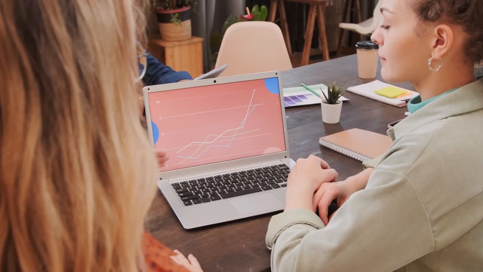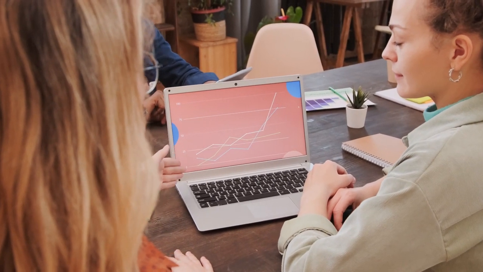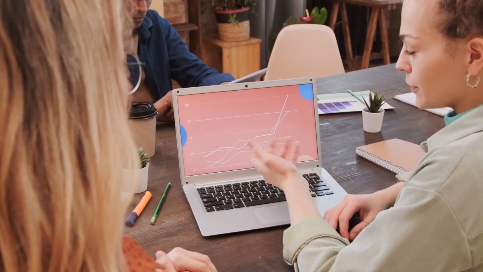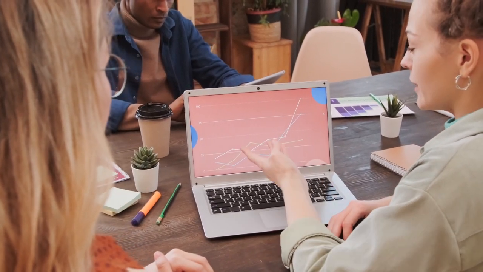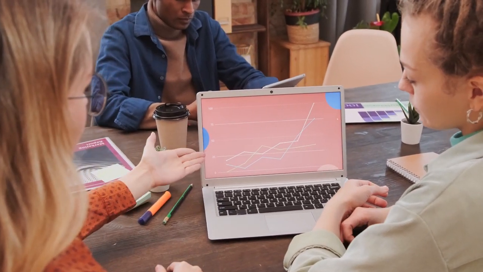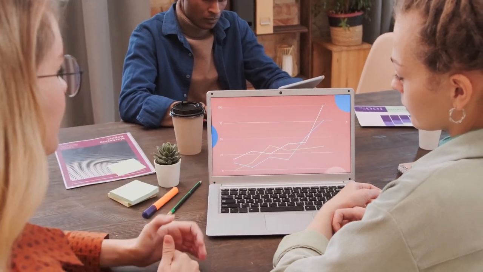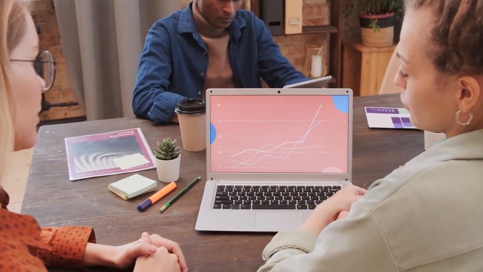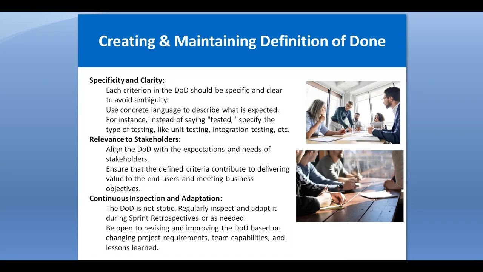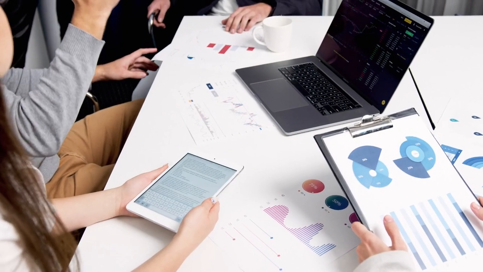Then specificity and clarity. Here remember one thing, friends: the definition of done should be clearly defined. Don't use general words like testing. Always use specific words, for example, unit testing, system integration testing, UAT.